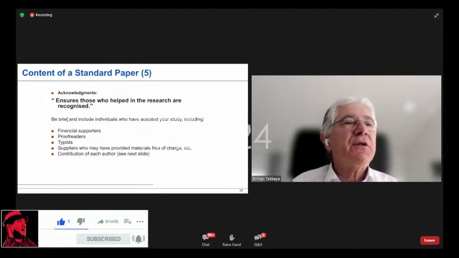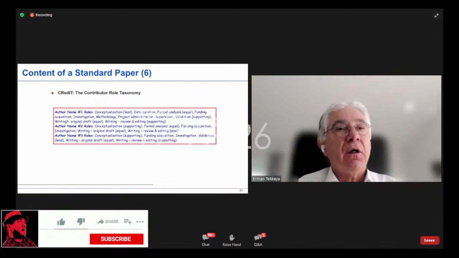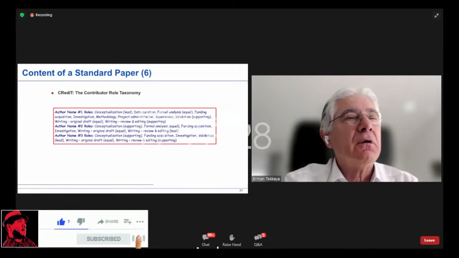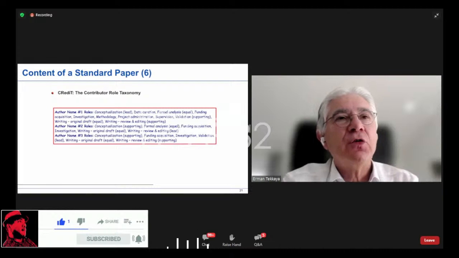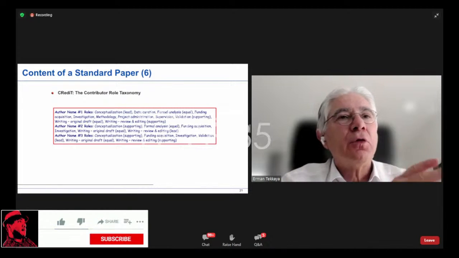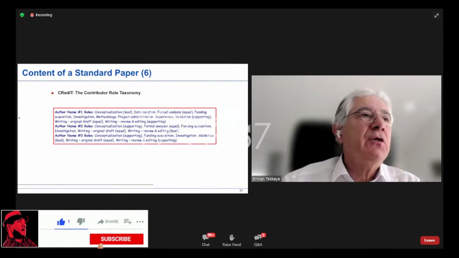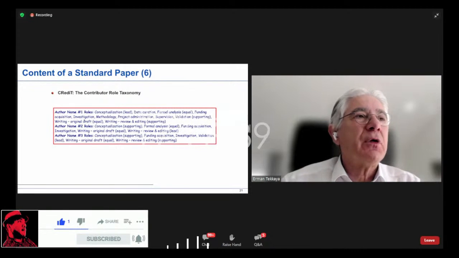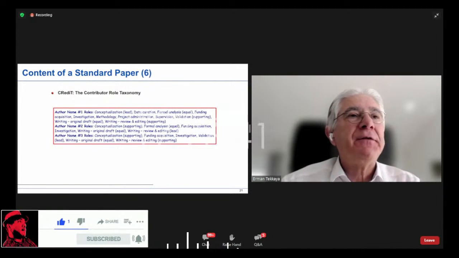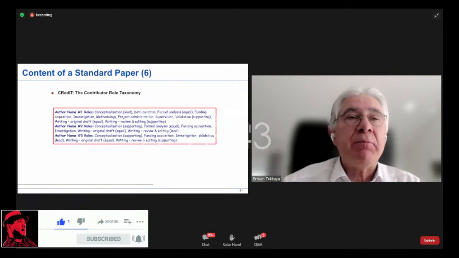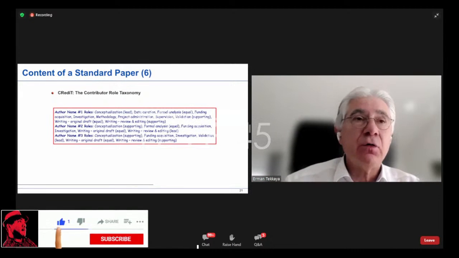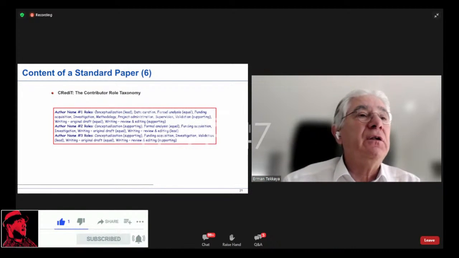Yeah, it's a very good, recent practice to show the contributor role taxonomy for the authors. By that, you list at the end of your paper each author and write the contribution. There is a web page which explains how to do that. So I'm not going too much into the details here.